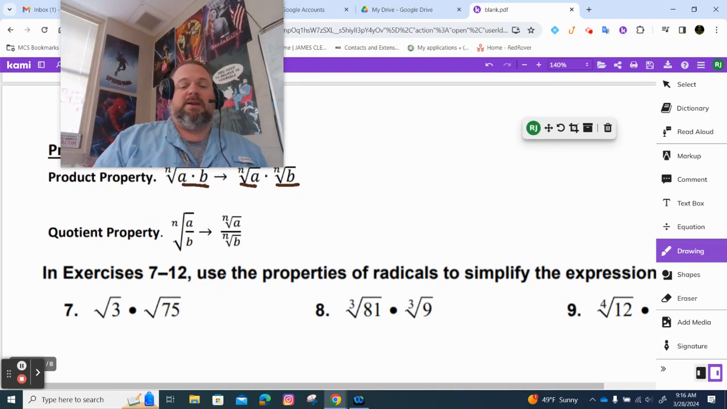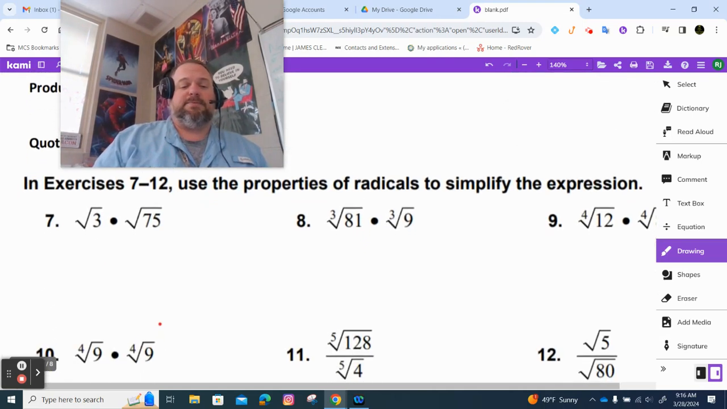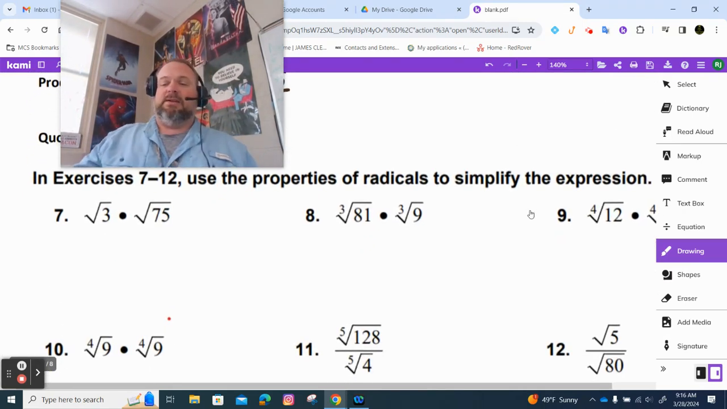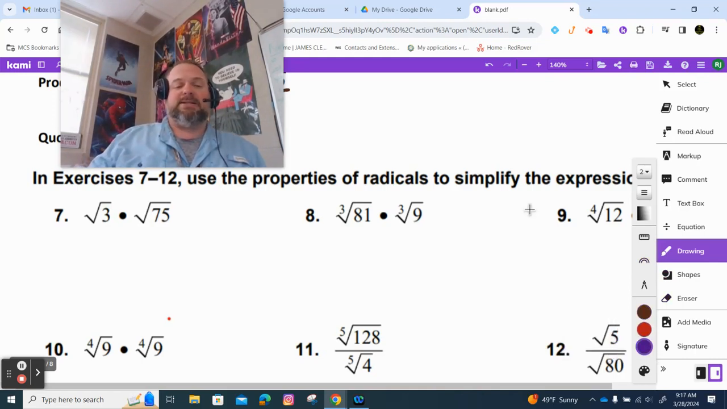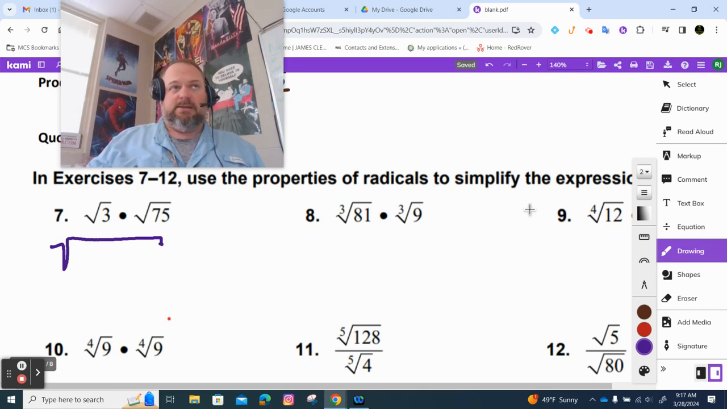Follow me along. I'm going to step right through it. Nothing fancy. For number 7, they're the same root, right? Same root? You with me? So this is 3 times 75.